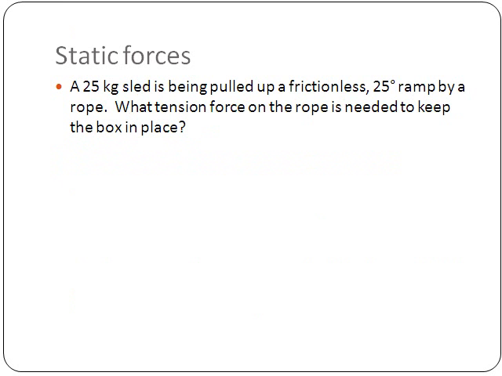So let's say a 25 kilogram sled is being pulled up a frictionless 25-degree ramp by a rope. What tension force on the rope is needed to keep the box in place? I guess it's not a sled, it's a box, a 25 kilogram box. So a box is being pulled up a frictionless incline. Here's our incline. We have a box that's on that incline. The angle on it, we're told, is 25 degrees right up here. It's also a 25 kilogram box.